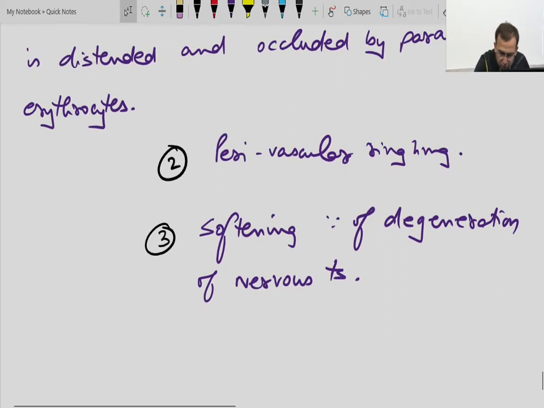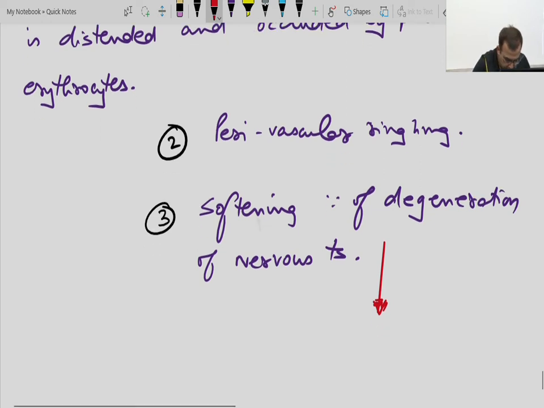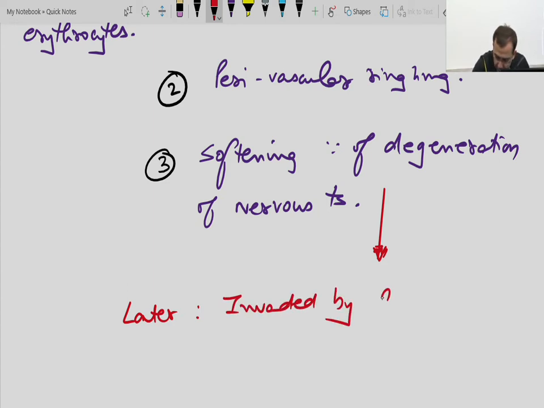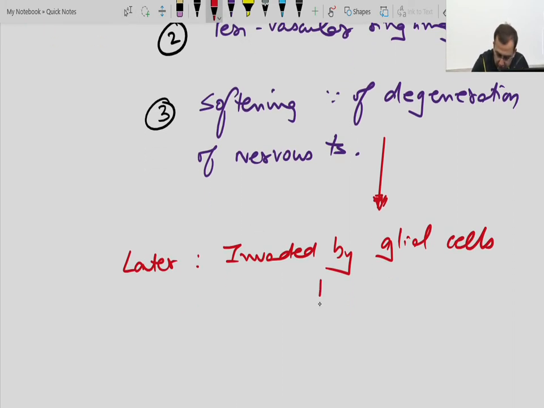Now, the point to be seen here is this softened, degenerated nervous tissue. It is invaded by glial cells. These are the reactive glial cells which in turn proliferate, and in return they lead to the formation of dark granulomas.